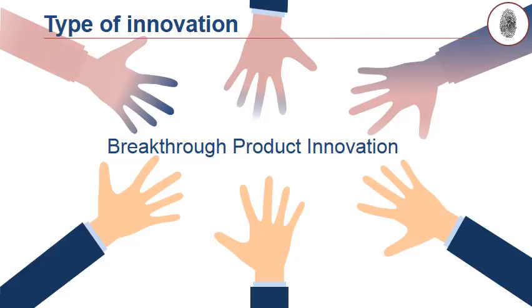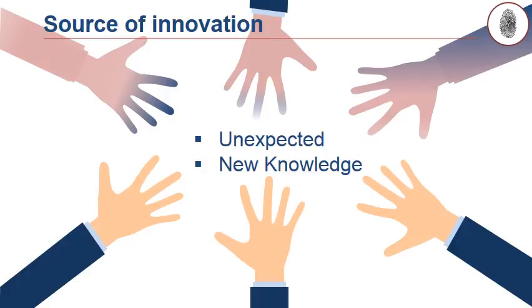Now let's look at the innovation type. I would term it as breakthrough product innovation. The reason being, this was discovered from a medical research for a blood flow monitoring system, which led to the discovery that every human being has a unique finger vein which can be used for identity matching. And the source of innovation, I would term it as unexpected, because simply the discovery was an unexpected discovery from a medical research, and because of that new scientific knowledge, I would term it as new knowledge.